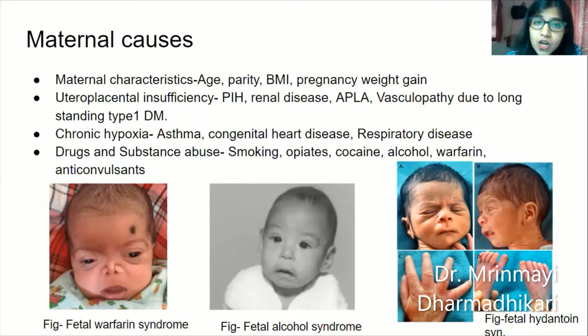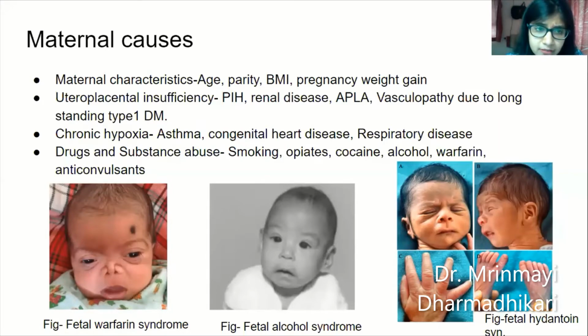Uteroplacental insufficiency causes include pregnancy-induced hypertension, renal diseases, APLA syndrome, which is characterized by very severe and very early onset hypertension. The patient may even have a previous history of recurrent miscarriages. Vasculopathy due to long-standing type 1 diabetes mellitus. Diabetes mellitus is generally associated with macrosomia, but in long-standing, especially insulin-dependent diabetes mellitus, there could be complications such as vasculopathy and nephropathy, which can give rise to IUGR babies.